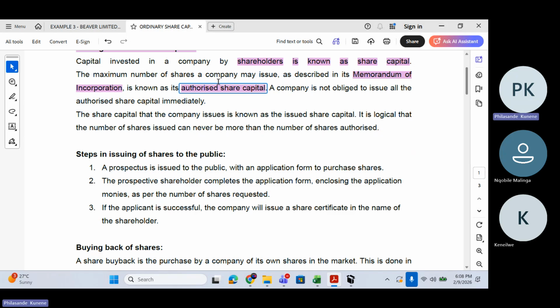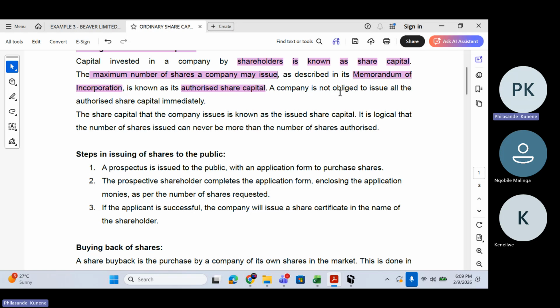We call that the maximum number of shares a company may issue the authorized number of shares, or authorized share capital. We talk about the number of shares, but when it comes to capital, we talk about the money that we raised from those shares that were issued.